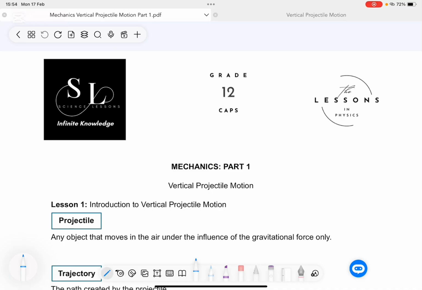Today's lesson is dedicated to Sipho. He responded to the message that I wrote in the community platform and requested that I do a topic on vertical projectile motion. I'm excited to share these lessons with you guys. Vertical projectile motion is one of my favorite topics because it's really a simple and special type of motion, as you'll see as we go through it.